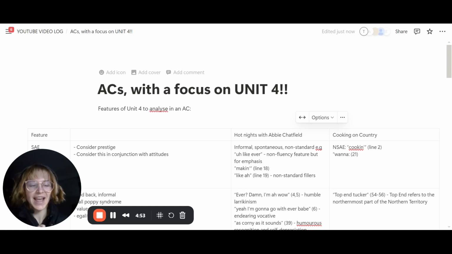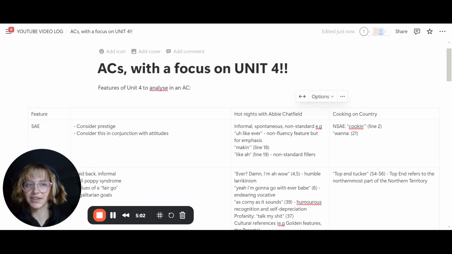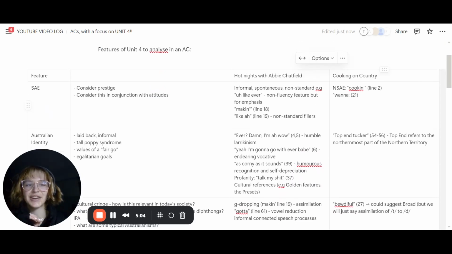This is just a supplement, and make sure that you continue to talk about things like register. Super, super important to talk about in your ACs. But this part is often neglected in ACs, I find. So it's good to have a little bit of an isolated look at it as well.